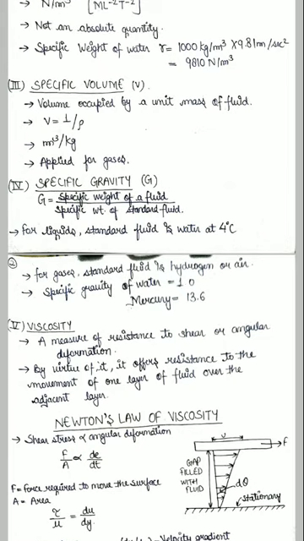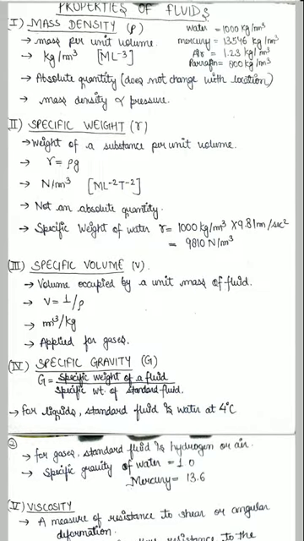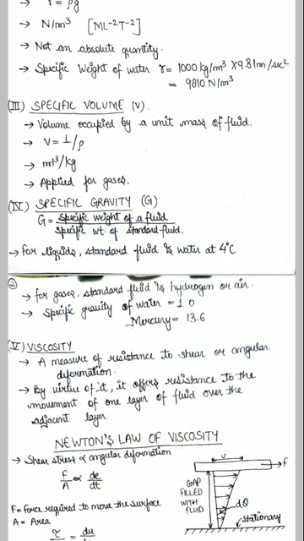Specific volume: volume occupied by a unit mass of fluid is called specific volume. It is inversely proportional to rho. Its unit is meter cube per kg. It is applied for gases.